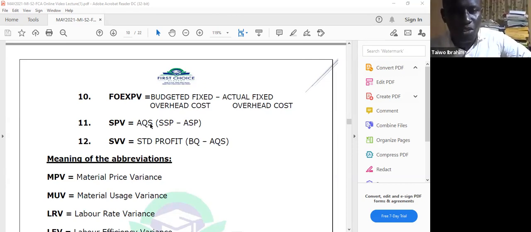We now multiply by what? Actual quantity sold. I hope you're getting what I'm saying now. So the difference between standard selling price and actual selling price, if you wanted to sell for 2 naira and now sold for 3 naira, that difference you now multiply by actual quantity sold.